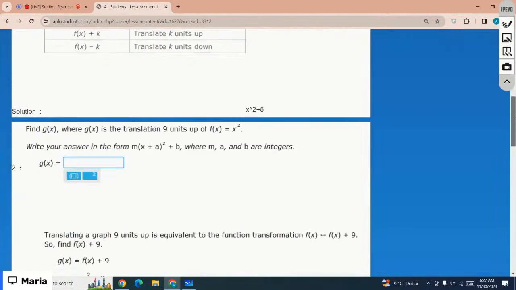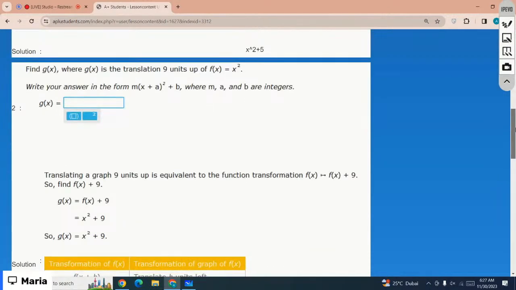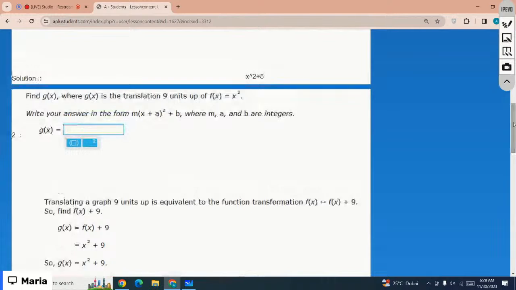Okay. The next one is find g of x, where g of x is the translation 9 units up. So the function is x squared, right? Then the translation is g of x equals x squared plus 9.